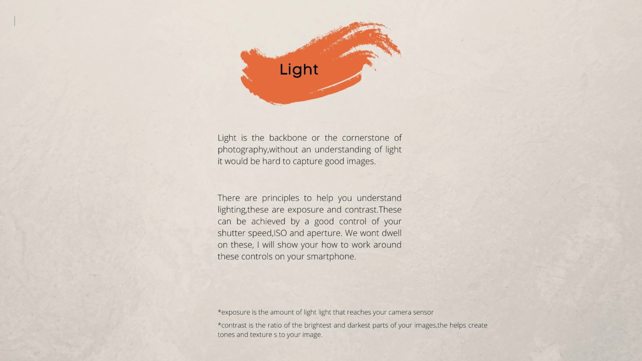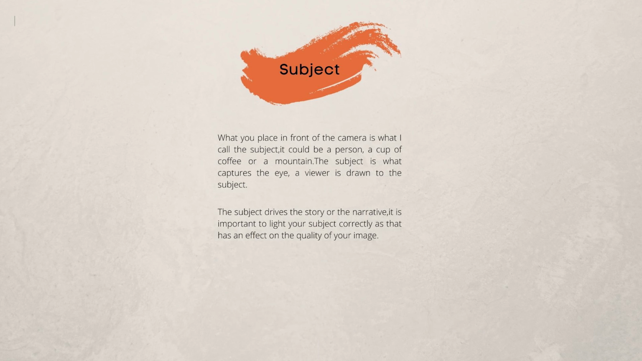It's important to note that exposure is the amount of light that reaches your camera sensor, and contrast is the ratio of the brightest and darkest parts of your images. These help create tones and textures in your images. So let us look at subject.